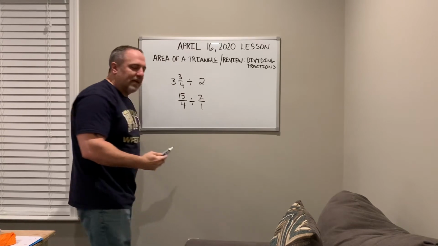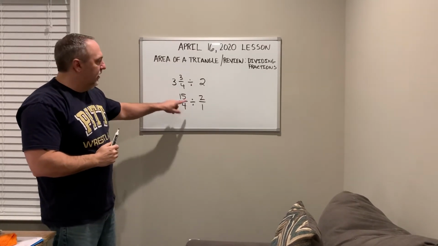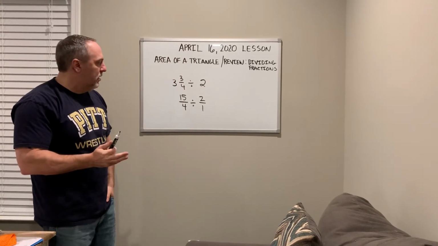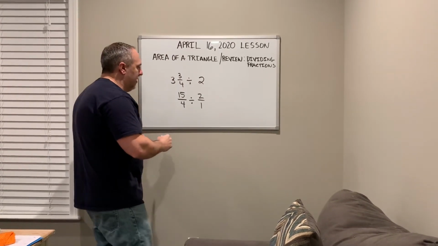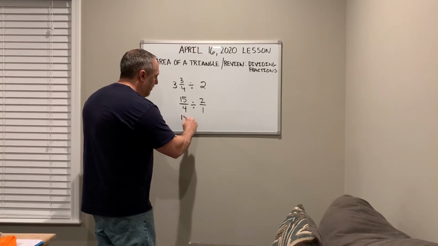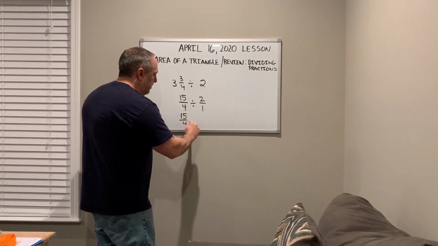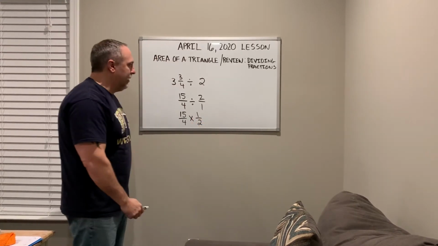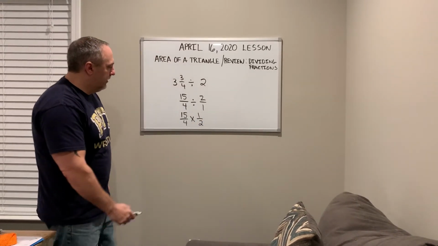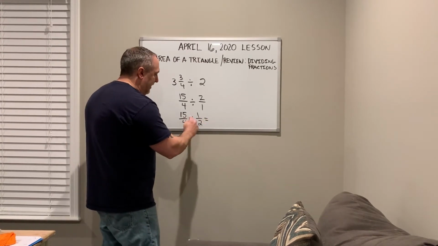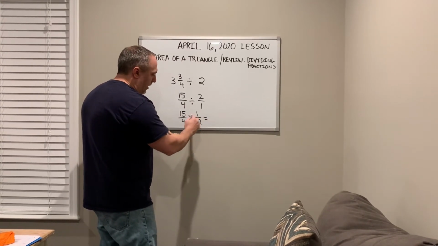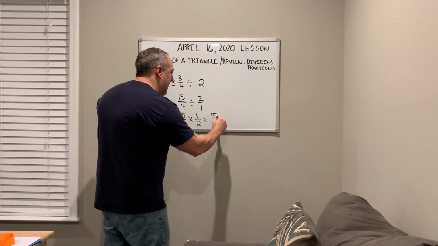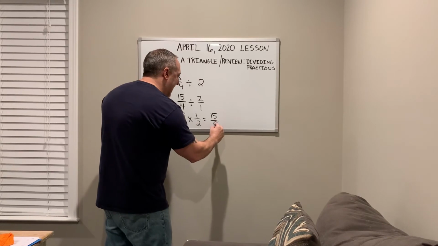A lot of stuff just happened there to get to this point. I had to change this one improper, and I had to put the whole number over a 1. Both things you should know to do. Now we're going to do keep, change, flip. And unfortunately, I picked a number where we can't reduce anything again. 2 and 15 are compatible, and 1 and 4, 1's as low as it can go. 15 times 1 is 15. 4 times 2 is 8.